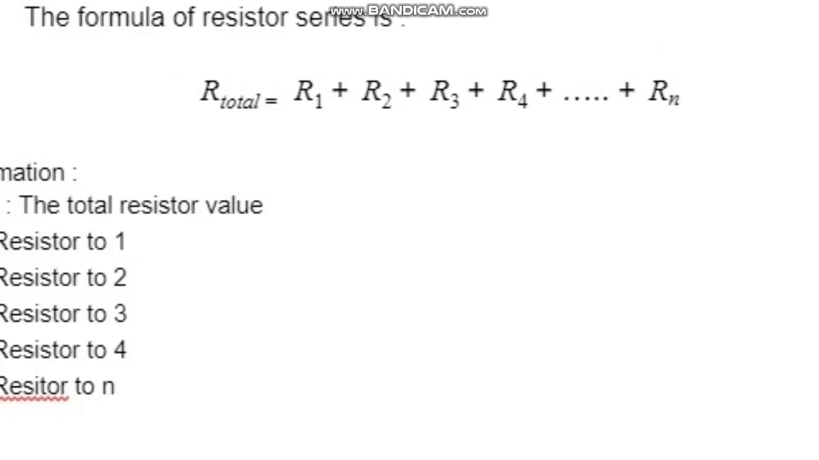Following further explanation, a resistor series circuit consists of two or more resistors arranged in series form. With this series circuit, we can get a replacement resistor value that we want. The formula of resistor series is R total equals R1 plus R2 plus R3 plus R4. Information: R total, the total resistor value, R1 resistor 1, R2 resistor 2, R3 resistor 3, R4 resistor 4, Rn resistor n. If compiled on a circuit, it will form as below.